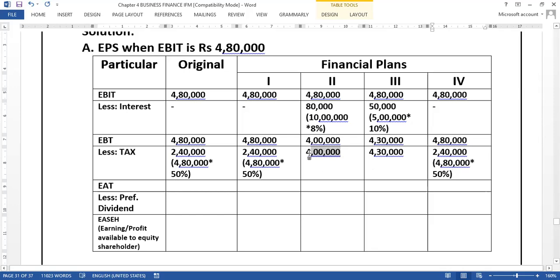Whereas this, there will be slight changes. Just hold on, I'll just fetch it. It's not 4 lakh, it is 4 lakh 30,000, because if it is 4 lakh it will become 2 lakh. Here it is not 4 lakh 80,000, it is 4 lakh 30,000. We'll be getting around 2 lakh 15,000. That means we'll be deducting a 50% tax.